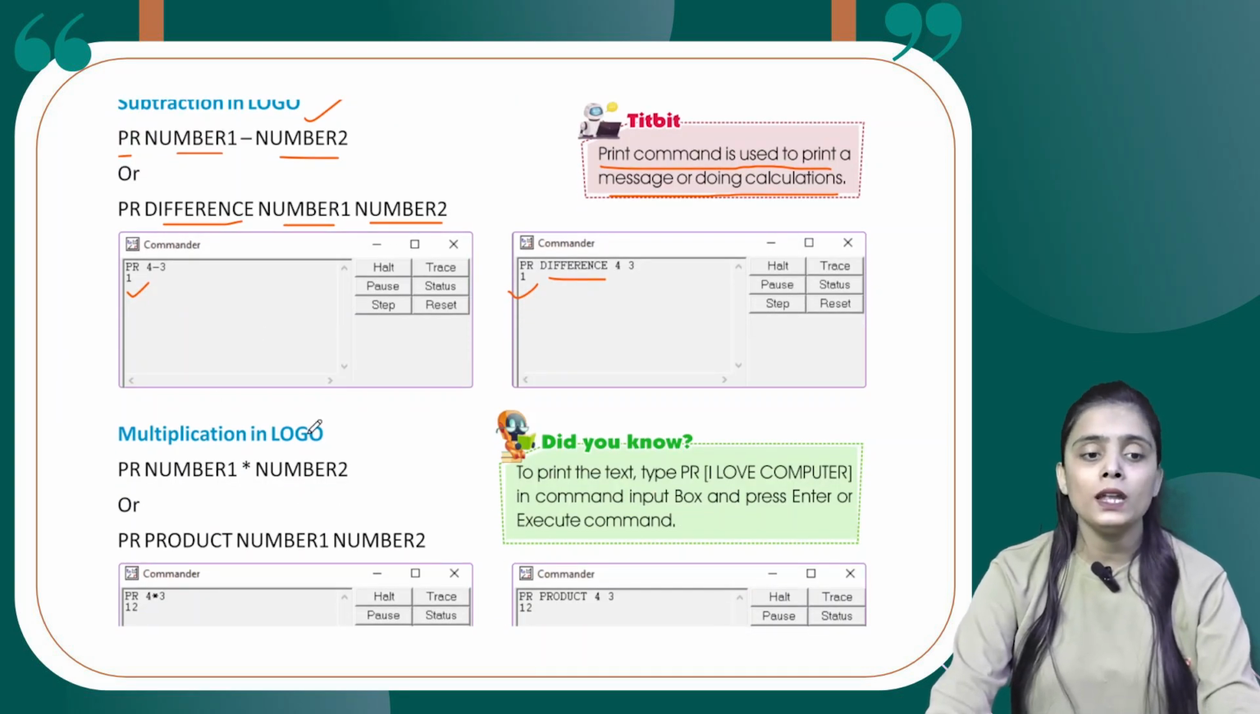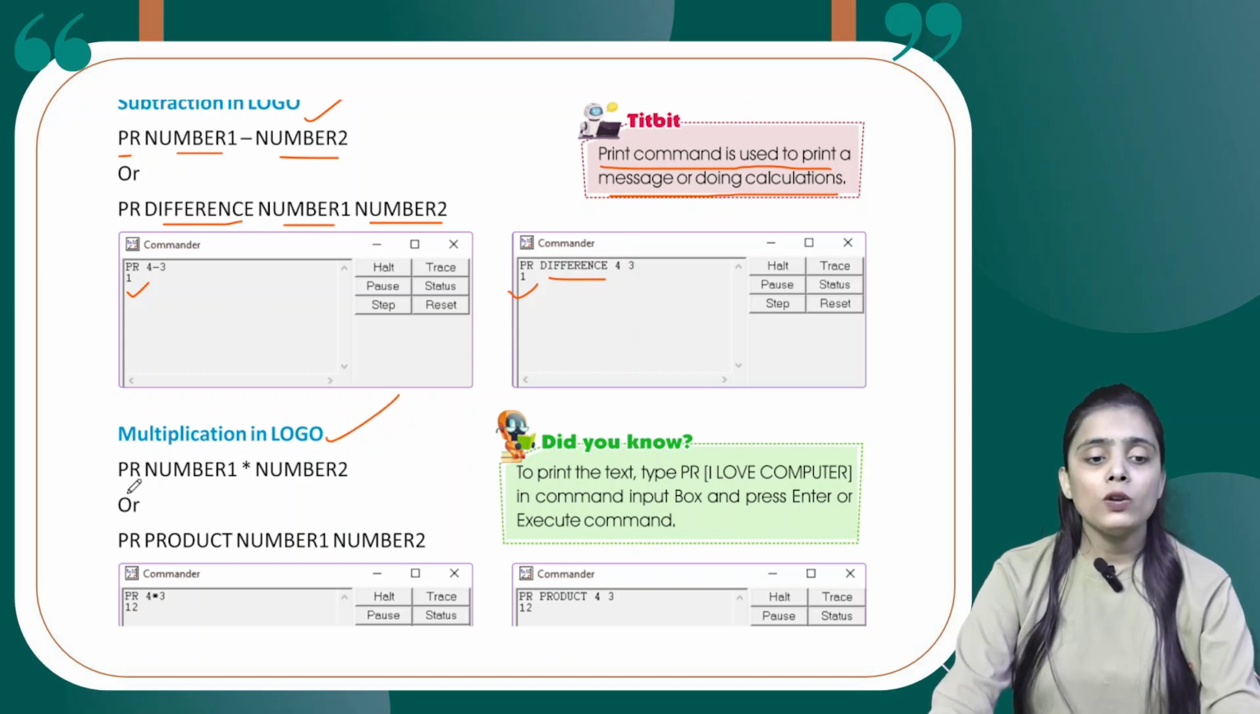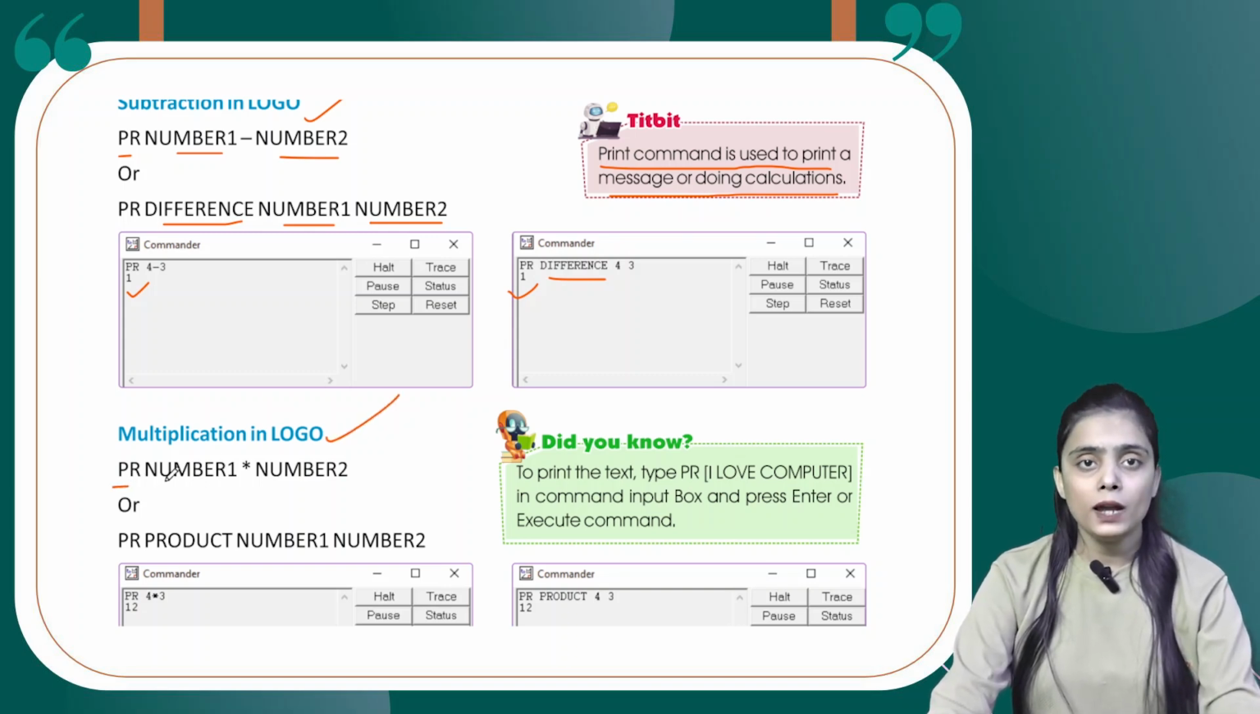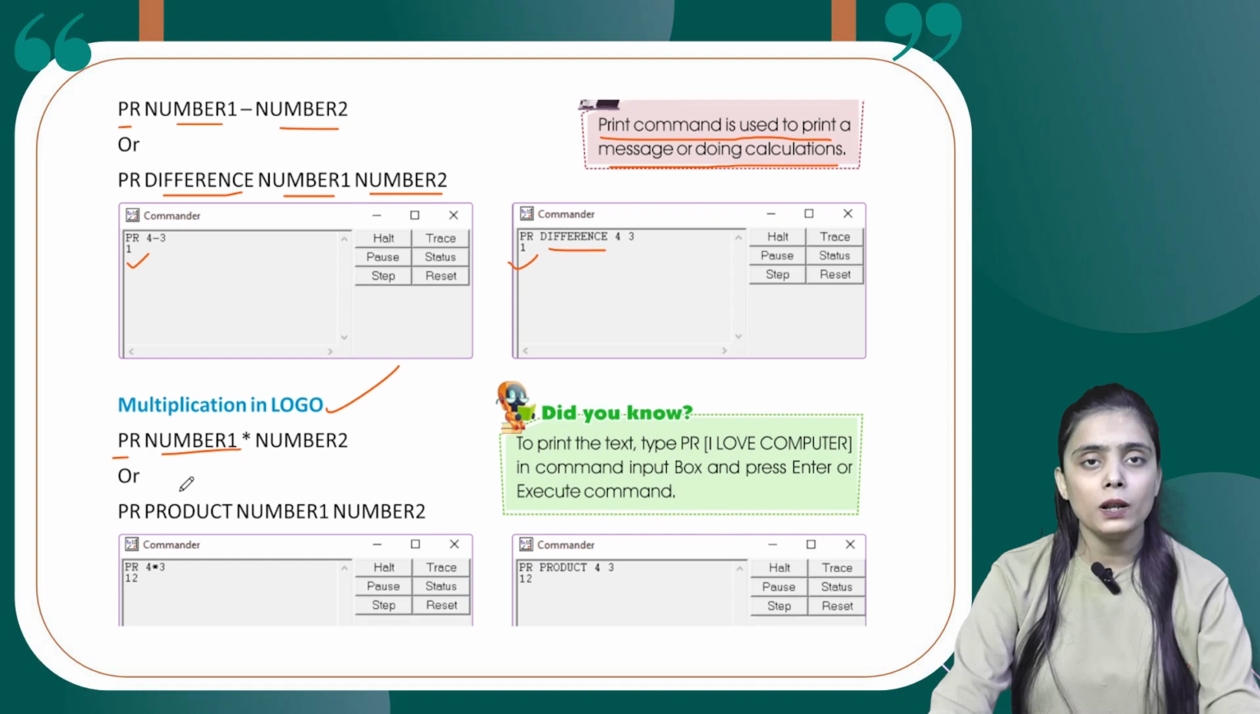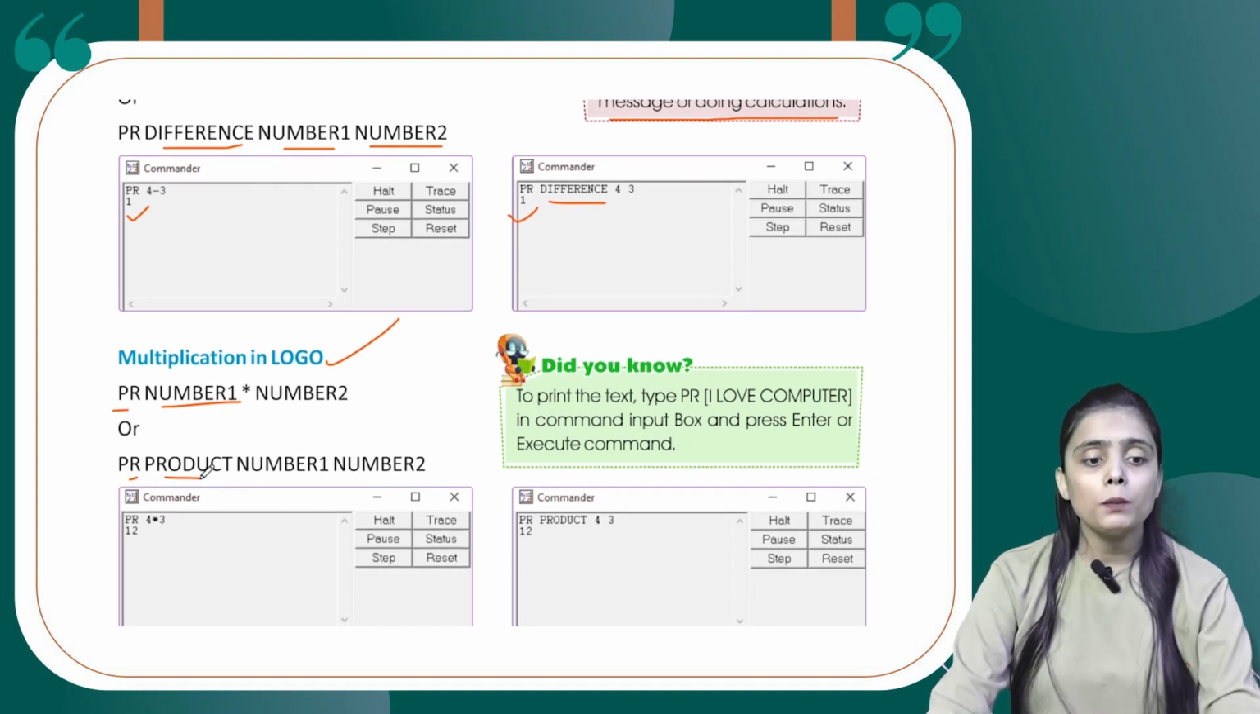We already know this. Let's see multiplication in Logo. So print PR number 1 multiply by number 2, and PR product for multiplication, number 1 and number 2. See, PR 4 multiply by 3, where you gave the operator sign, you are getting 12. Again PR product for multiplication 4 and 3, you are getting 12.